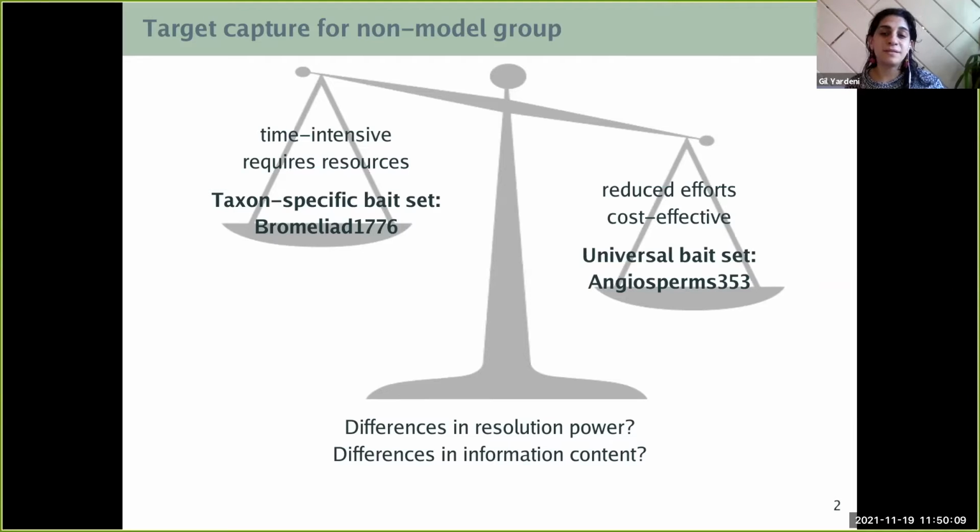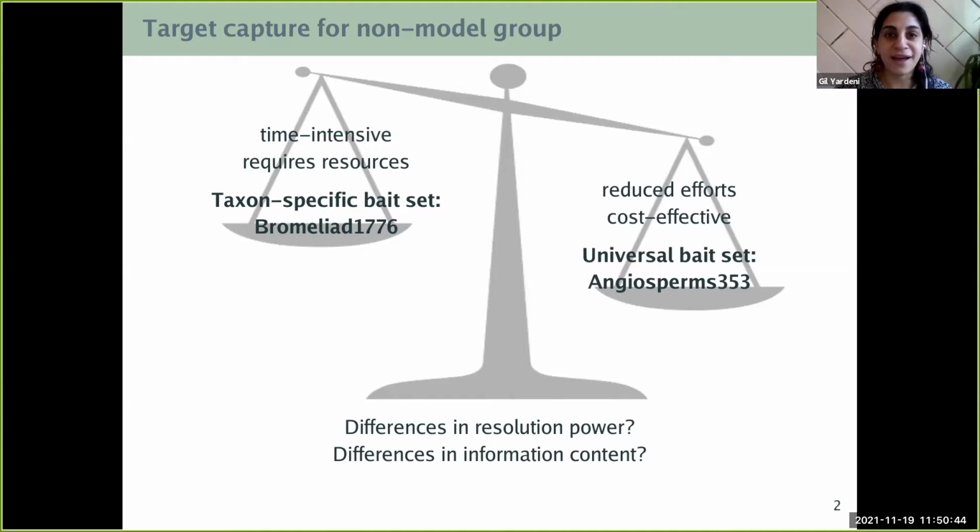It's a bait set that targets 353 regions that are highly conserved among all flowering plants, and it's been successfully used to resolve phylogenies in many different plant groups. Of course, we assumed that if we use a universal bait set that is more cost effective, it's going to cost us less time and money. When we target regions that are highly conserved, maybe we will not have the same resolution power, maybe we will have fewer markers and we will see differences. And we decided to compare them. And this was the basis of the work.